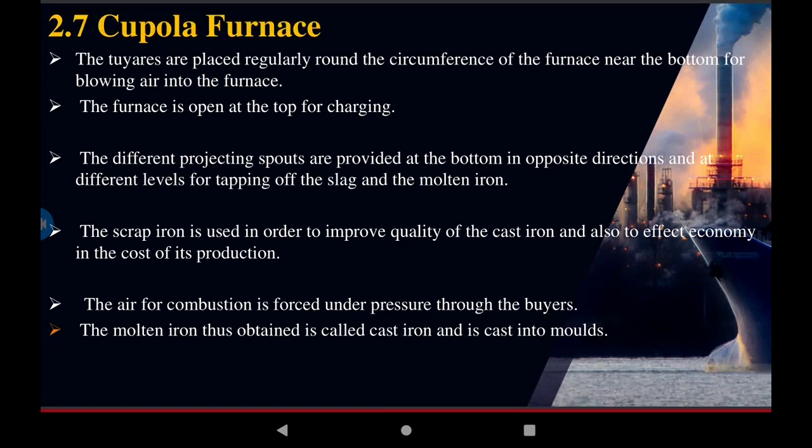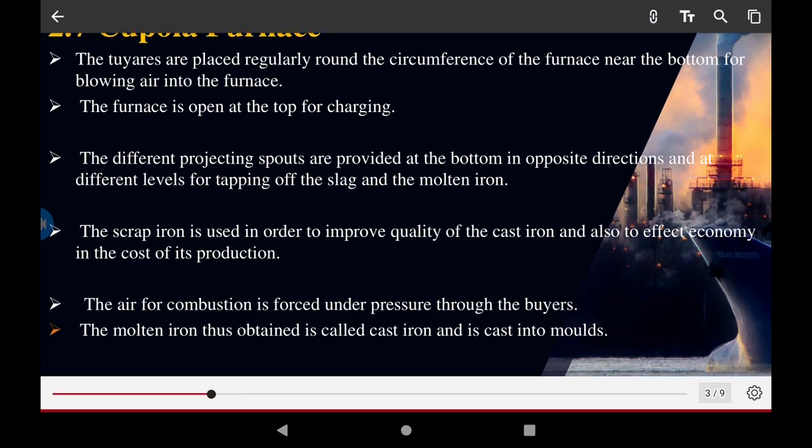Cupola furnace. The tuyeres are placed regularly around the circumference of the furnace near the bottom for blowing air into the furnace. The furnace is open at the top for the charging.